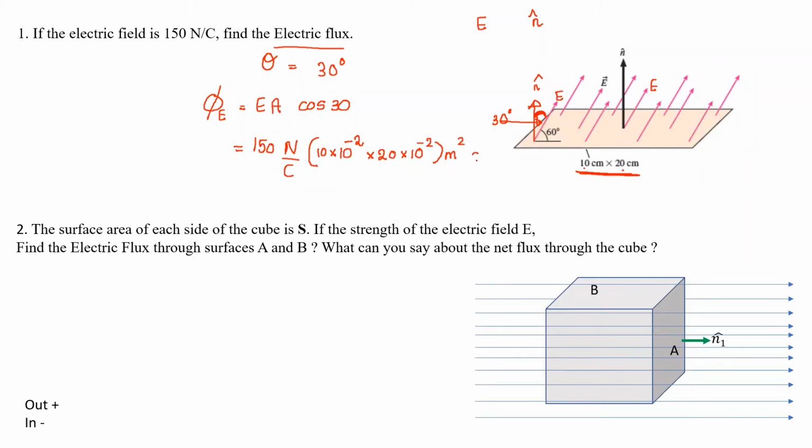And we have cosine 30. Cosine 30 has no unit, so it is just a number. So when you simplify this, you should get 2.598 newton meter squared per coulomb. But the answer is in 2 sig figs, right? So I'm going to leave it in 2 sig figs, just like you all did.